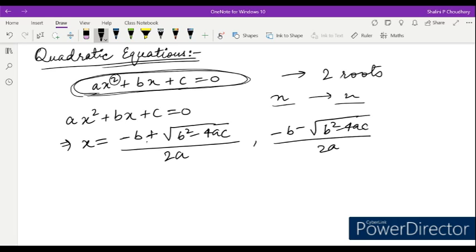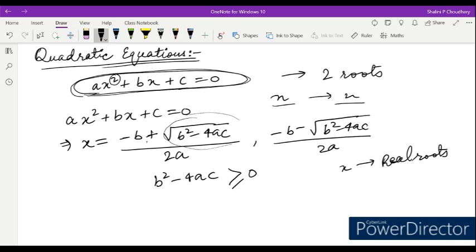So these are the 2 roots of a quadratic equation, but in this case b square minus 4ac should be greater than equal to 0. अगर ये पार्ट 0 या उससे ग्रेटर रहेगा, it means that is positive or 0, it means we are getting a real number, then the roots of x will be real. Okay, so then we'll get real roots, otherwise we'll get imaginary.